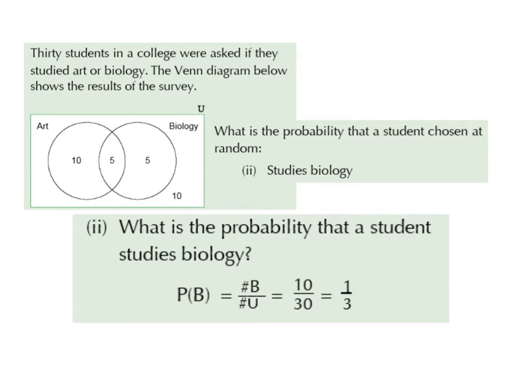Part 2, what's the probability that they study biology? Well, the probability that they study biology is going to be the number of students who study biology, which is 10, 5 plus 5 is 10, over the number of students in the universal set, which is 30. There's 30 students in the college. And 10 divided by 30 is a third. So the probability that a student chosen at random studies biology is a third.